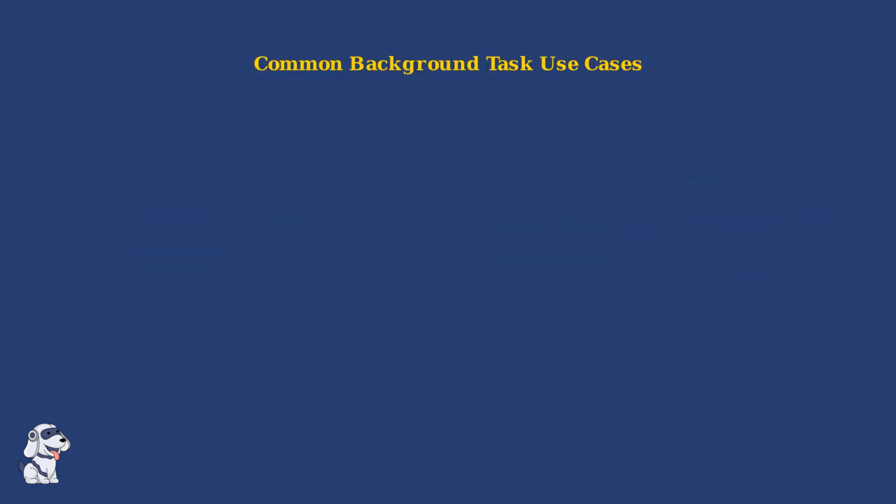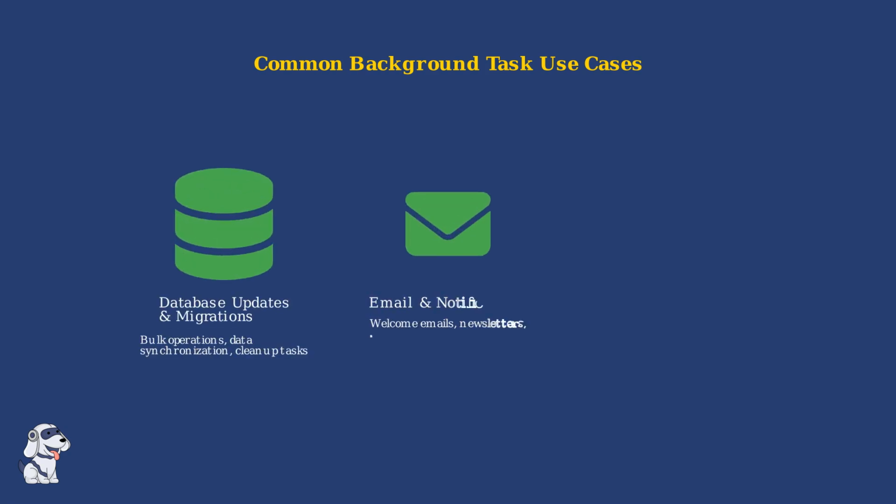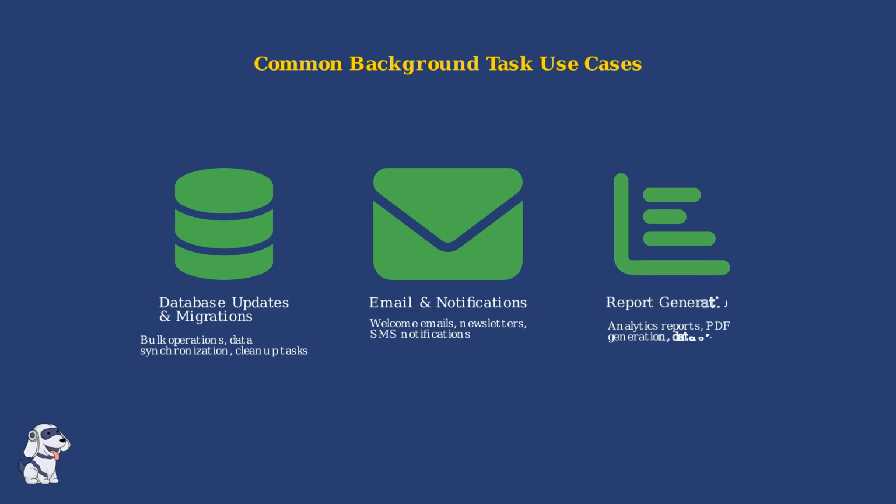Cloud Tasks excels at handling specific types of background operations that are common in modern applications. These use cases demonstrate the practical value of asynchronous task processing. Database operations like bulk updates and migrations can be processed in the background without blocking user interactions. Email and notification sending benefits from asynchronous processing to handle large volumes efficiently. Report generation, which often involves complex calculations, can run independently while users continue working.